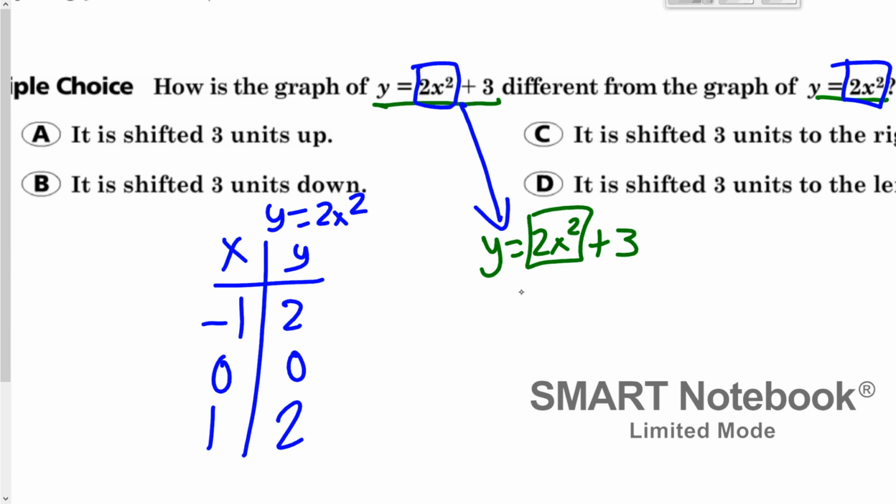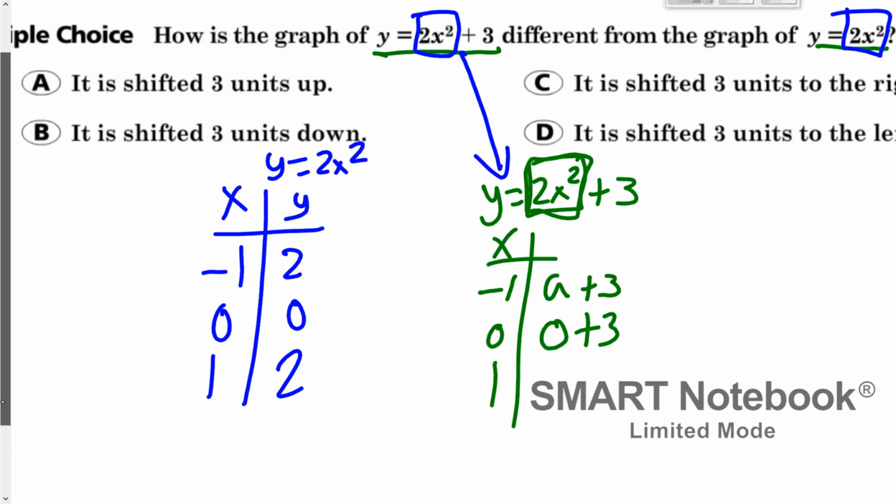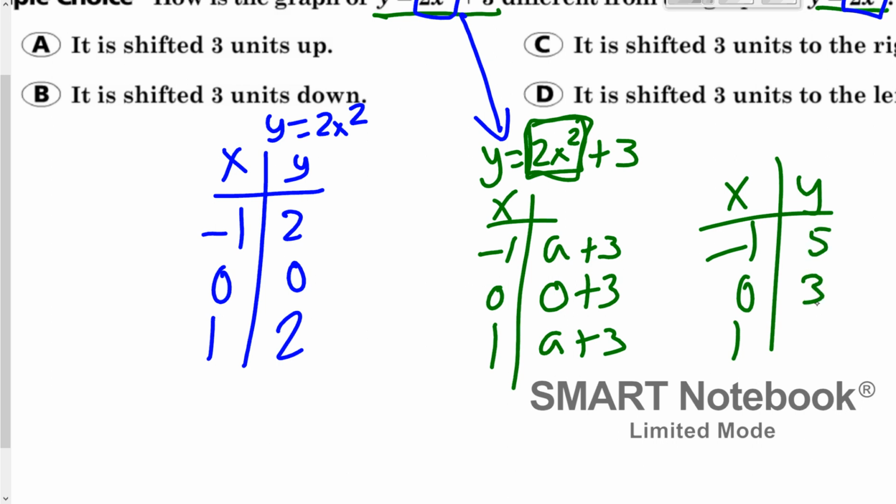Well, when I plug these x's in, won't this part right here be my a, just like it was over here too? And then I add 3 to that. And then this would be 0, and I'm adding 3 to that. And this one would be my a, and I'm adding 3 to that. So doesn't that get me my x, -1, 0, 1? So my a is 2, 2 plus 3 is 5, so this is 5, 3, 5. Well, isn't that just taking my a and adding my c, because isn't this my c?